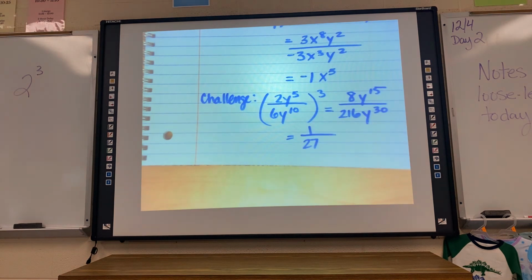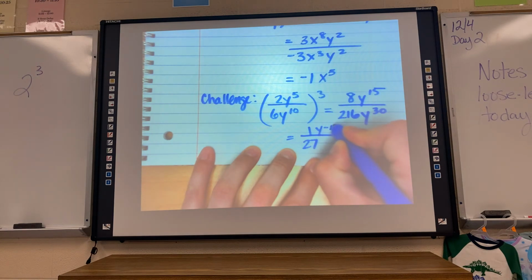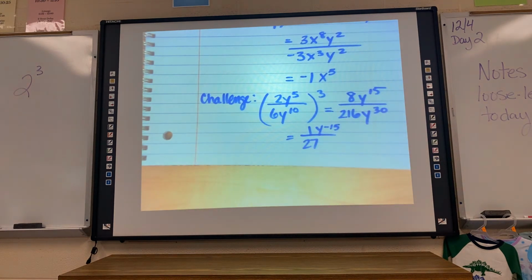And now I have y to the 15th divided by y to the 30th. So what is that? Where do I end up? Y to the negative 15. So that ends up here, right? Y to the negative 15th. Sorry, that's not y minus 15. It's y to the negative 15th.